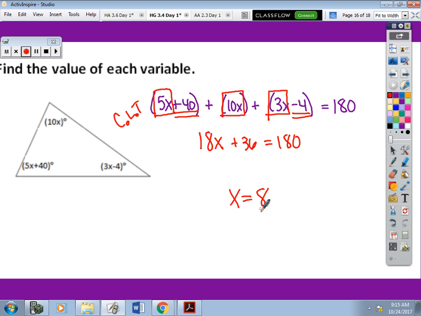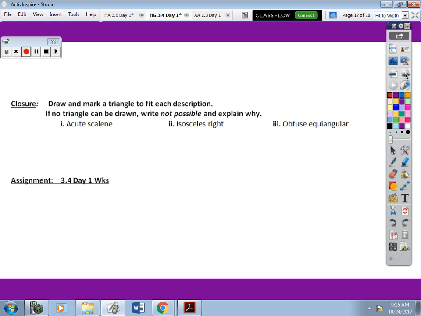Okay. Closure. Draw and mark a triangle to fit each description. If no triangle can be drawn, write not possible and explain why. So again, you want to draw, if you can, an acute scalene triangle. Again, you want to mark it to show either sides or angles are a certain way. And if not possible, you will write not possible.